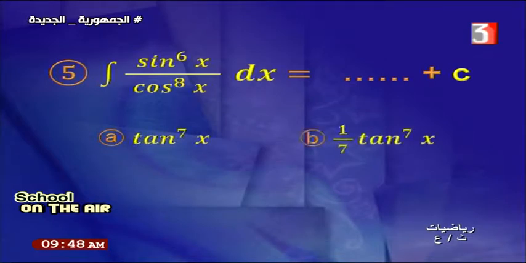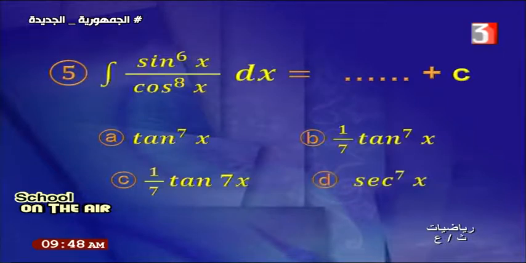Number 5. Integration of sin^6 x over cos^8 x dx equals what, plus c? Equals tan^7 x plus c, or equals 1/7 tan^7 x plus c, or equals 1/7 tan 7x, or equals sec^7 x.